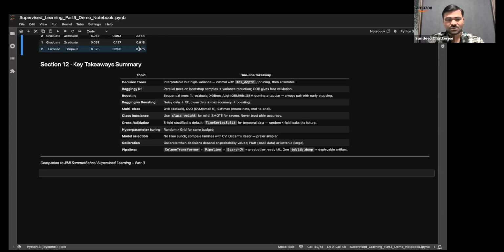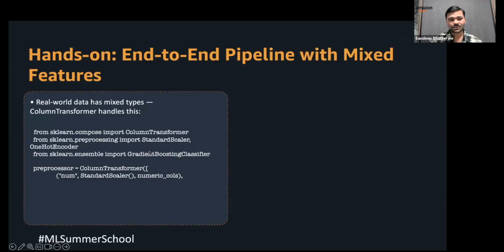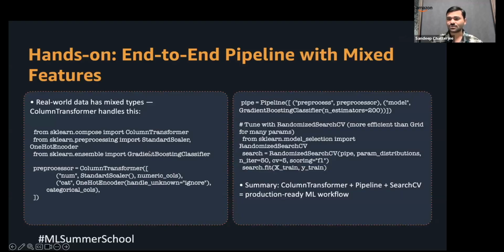Then we have calibration, which is very crucial when downstream decisions depend on the predicted probability values. And always use a pipeline package. So we have ColumnTransformer, Pipeline, and SearchCV. These are for production ready ML pipelines. They wrap all steps into one deployable object. So that's the complete supervised learning workflow from raw data to a calibrated, tuned model. It's almost always a best practice to use the pipeline functionality from the scikit-learn library.